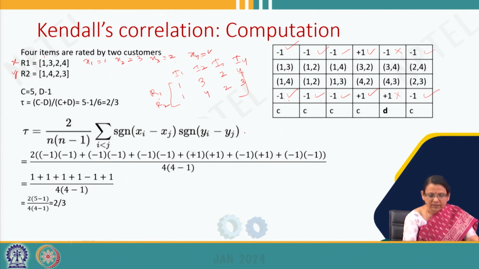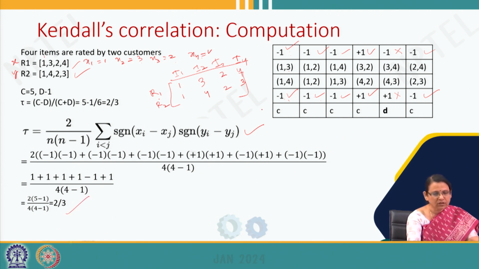So, using the original formula by multiplying the signs of all these, like minus 1, minus 1, minus 1, minus 1 getting multiplied individually, and then dividing by n into n minus 1, where 4 is coming from the dimension of each vector, here the number of items in this particular example, that divided by this will give you 2 by 3.